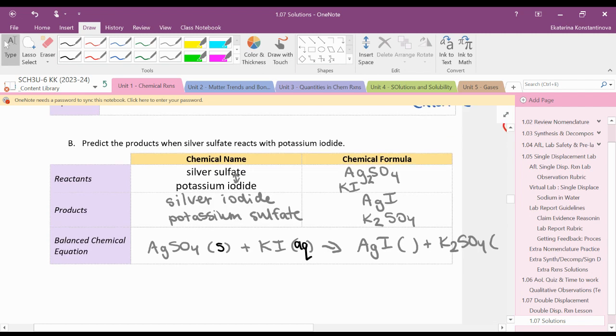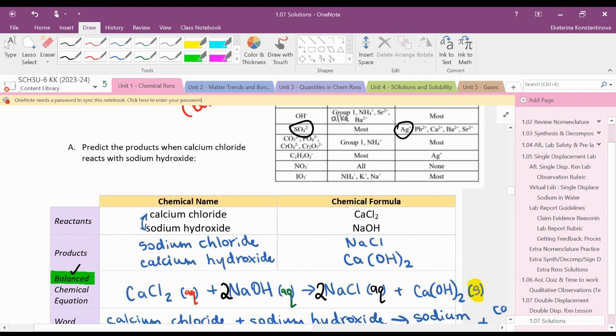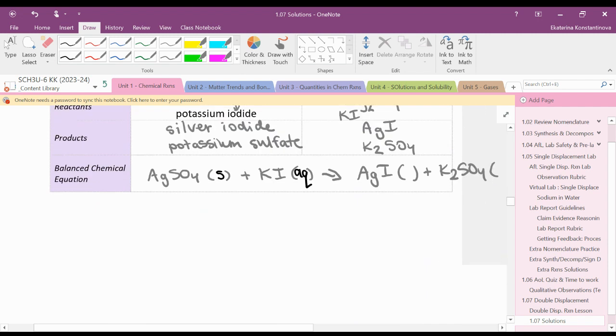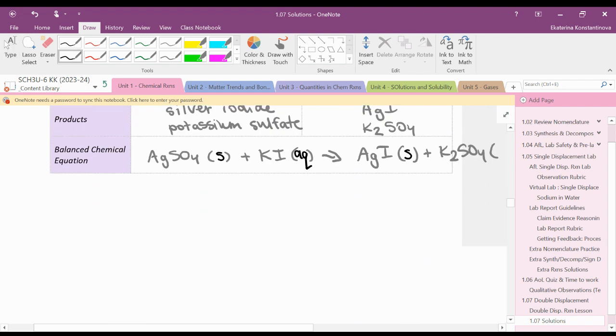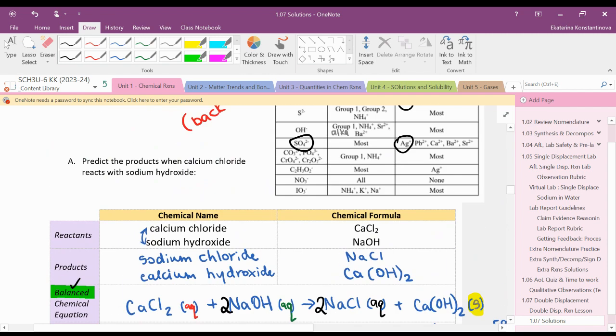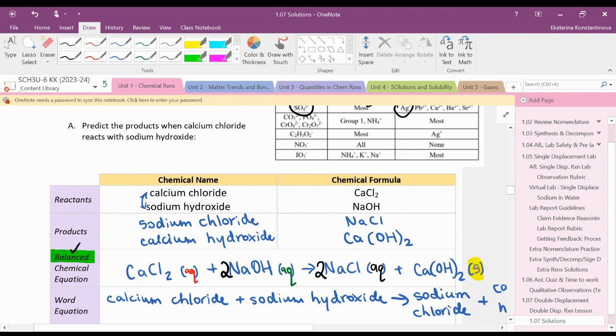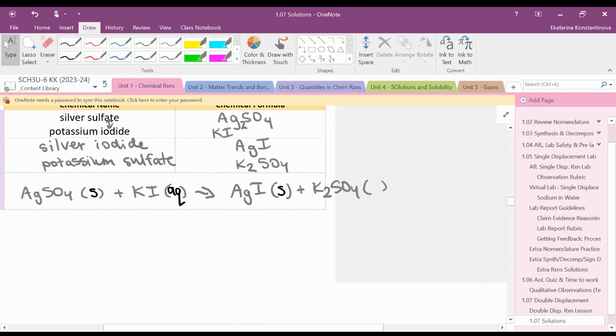Okay, and then we have AgI. So again, iodine with silver is going to be solid. Okay, that's your precipitate. And K2SO4, here's SO4. Potassium falls into most, so that has to be aqueous.